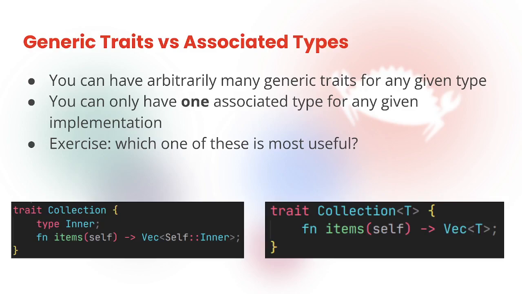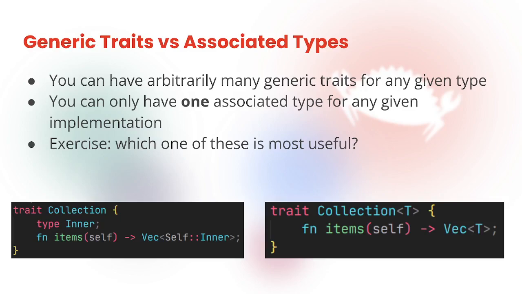Anyway, generic traits versus associated types. You may notice they do kind of similar things, but there are differences. You can have arbitrarily many generic traits for any given type, but you can only have one associated type for any given implementation, which means an associated type is sort of like a canonical type for that trait implementation, while generic traits are saying, just do whatever works.